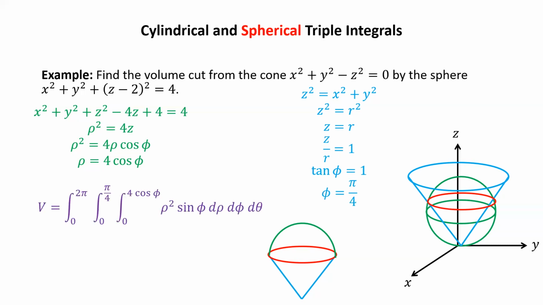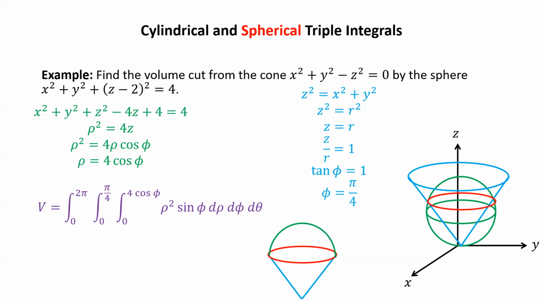So we could set up our triple integral in spherical as the integral from 0 to 2 pi. Notice that that red circle is going all the way around. So we're going all the way from 0 to 2 pi with theta. Phi is going from 0 to pi over 4. We're going from the positive z-axis until we hit the edge of the cone, which is phi equals pi over 4.